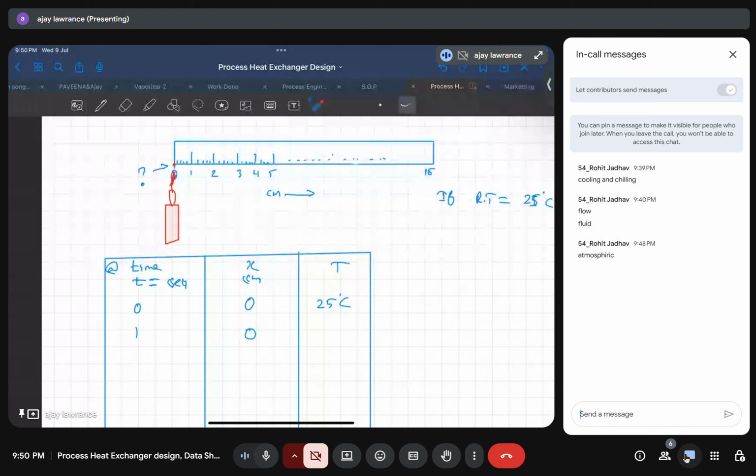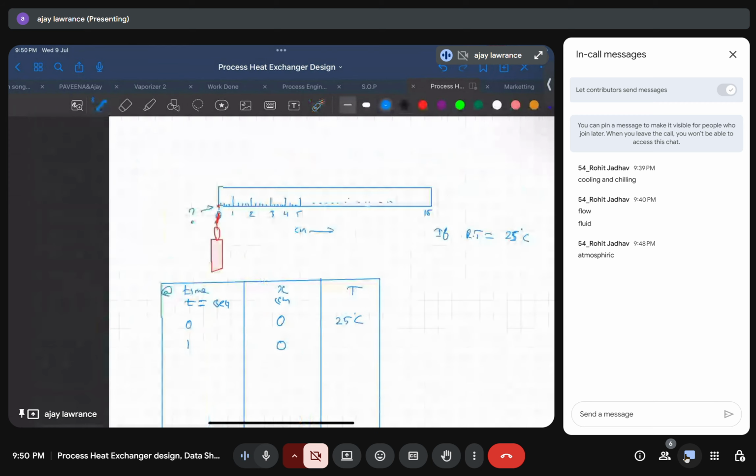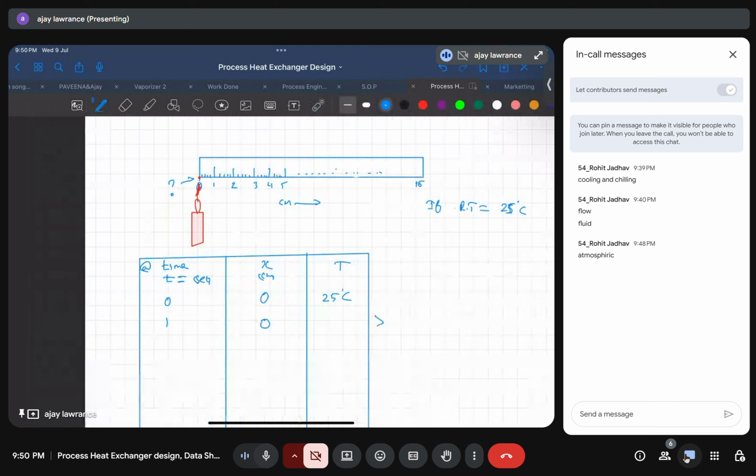Yes. What would be the temperature of this point? Say whether the temperature will be greater than 25 or less than 25, or equal to 25. Which one will it be? Here, after 1 second, the temperature will be either greater than 25, less than 25, or equal to 25. Which option will come?